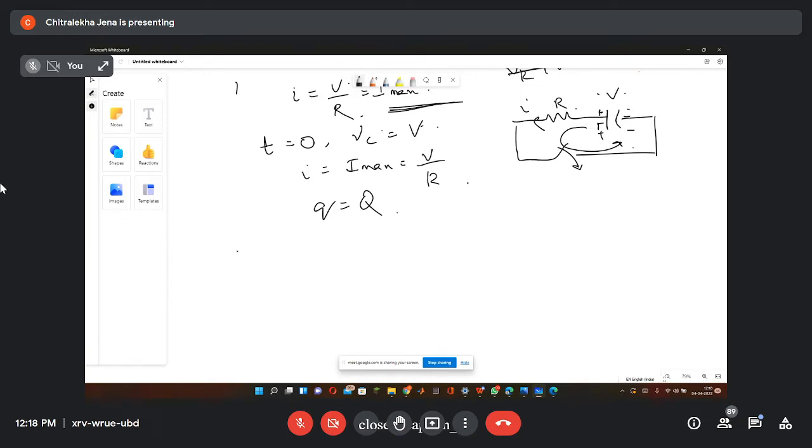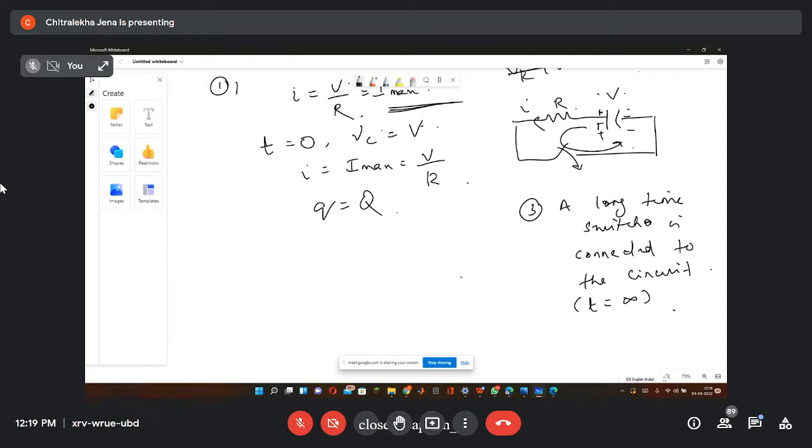Okay. So now it will go on. Suppose a long time you have closed the switch. Coming to the third case: this is the first case, at the instant of switching. The third case is when a long time the switch has been connected to the circuit. In between what is happening, I will discuss. So consider the case where the switch has been connected to the circuit for a long time, that is t at infinity. What will be the condition of the circuit? You think of a very long time.